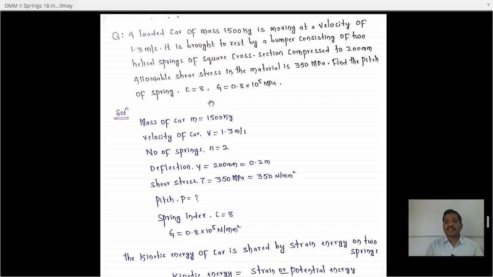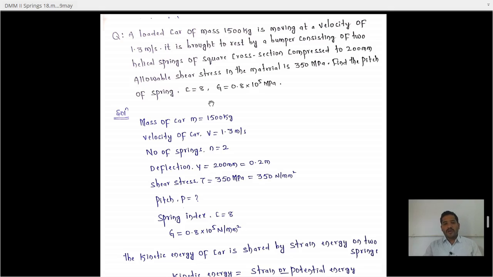A loaded car of mass 1500 kg is moving at a velocity of 1.3 meter per second. It is brought to rest by a bumper consisting of two helical springs of square cross sections compressed to 200 mm. Allowable shear stress in the material is 350 megapascal. Find the pitch of the spring. C is equal to 8 is given and the modulus of rigidity of the material is given as 0.8 into 10 power of 5 megapascal.